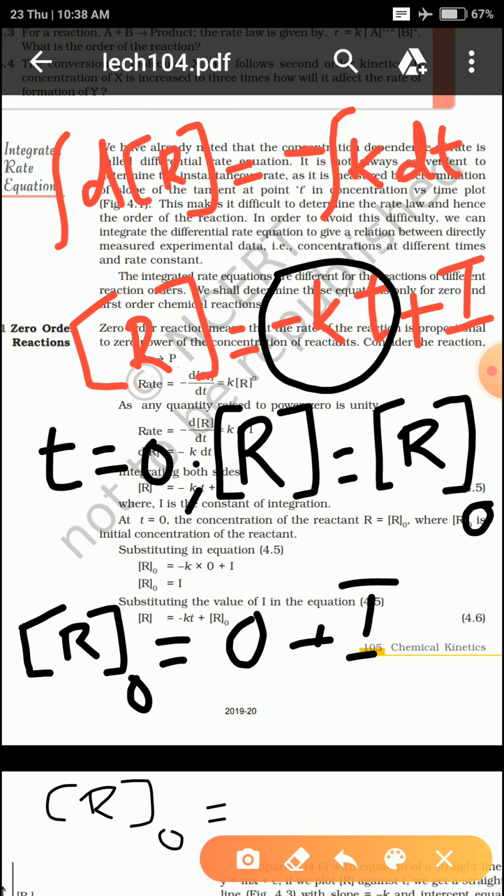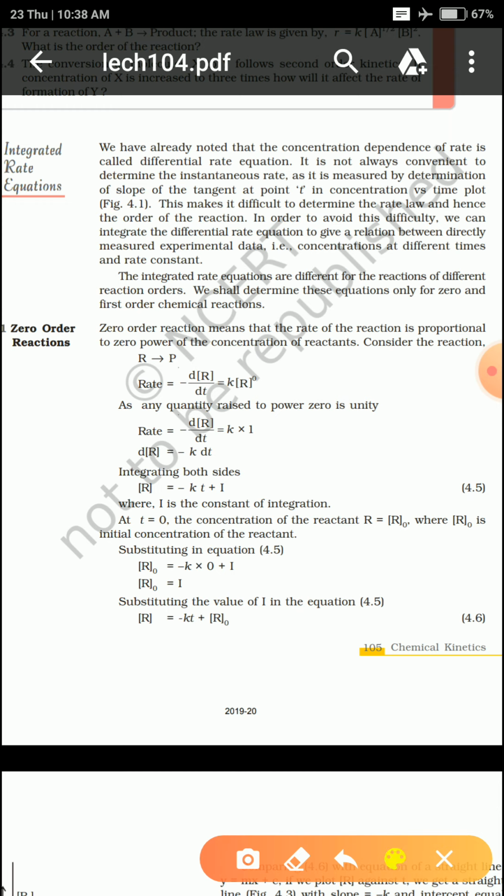R0 equals I. So this is the equation that we got. R0 is equal to I. So what will we do? We will take it as the first equation. In that first equation, we will put the value of I in this equation itself. So how can we write it? We will write it in such a way.